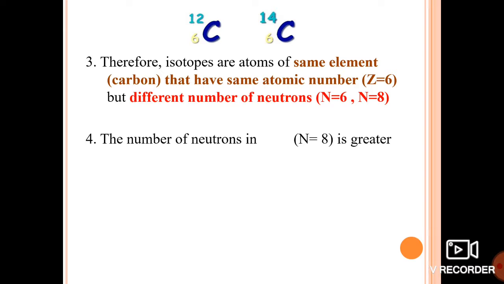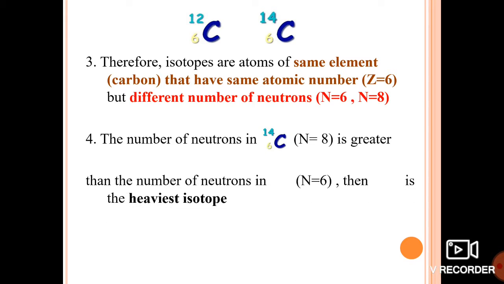Part 4. The number of neutrons in the second carbon atom is 8, which is greater than the number of neutrons in the first carbon. Then carbon having the mass number 14 is the heaviest isotope since it has the greater number of neutrons.